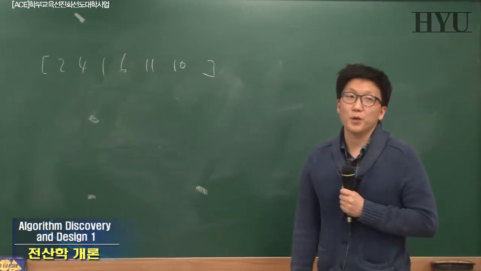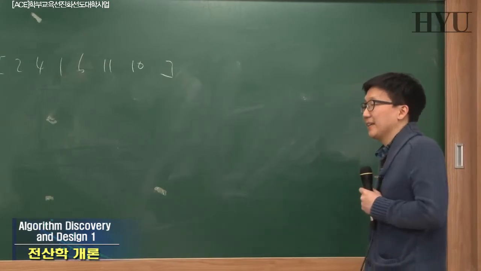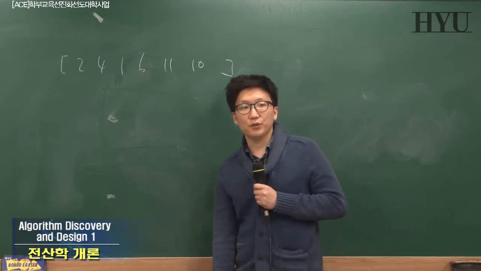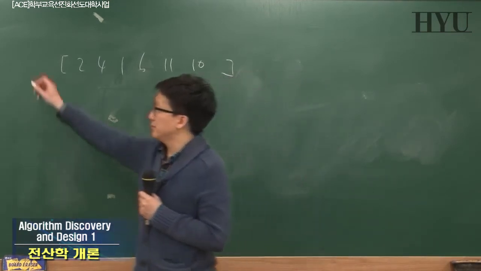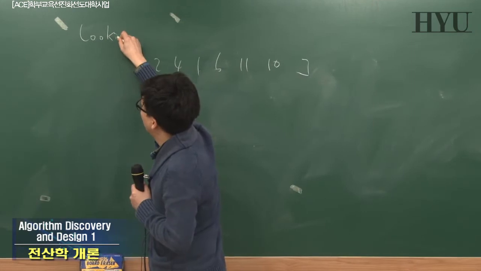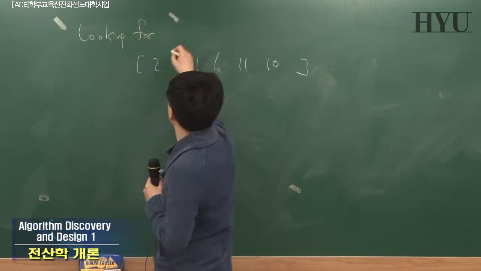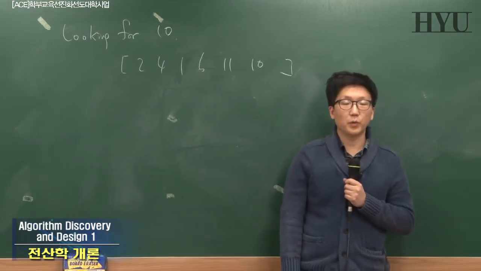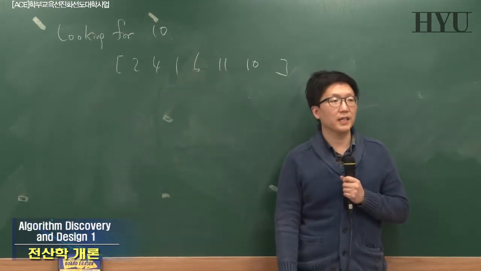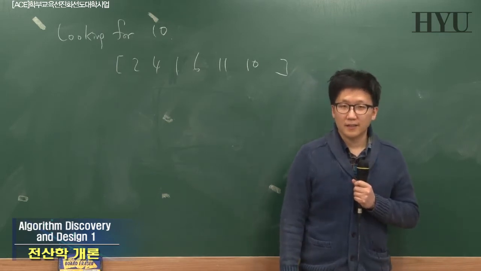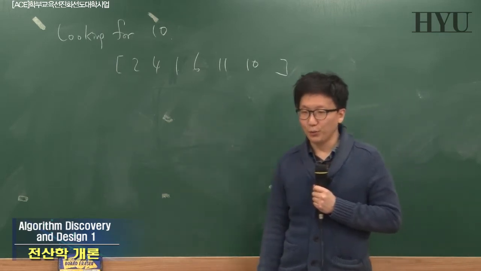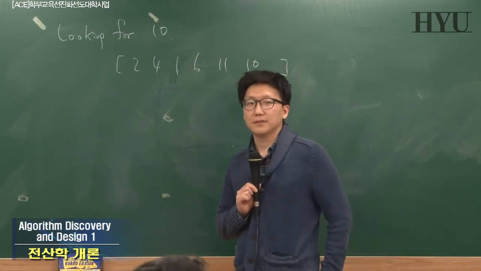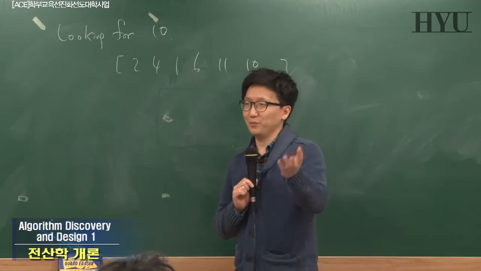Anyways. So 2, 4, 6, 11, 10. Okay. What if I'm asking you to write an algorithm? I'm looking for 10. Can you write an algorithm to find whether I have a 10 in this list or not? Without even looking at the pseudocode, what would you do? What would you do yourself? No programming.